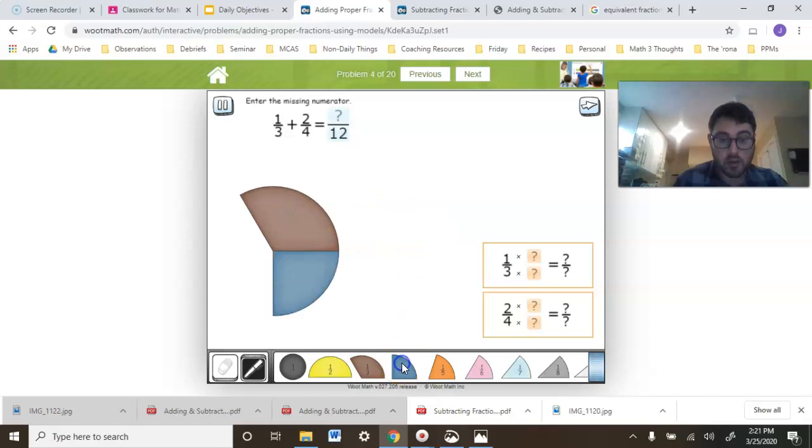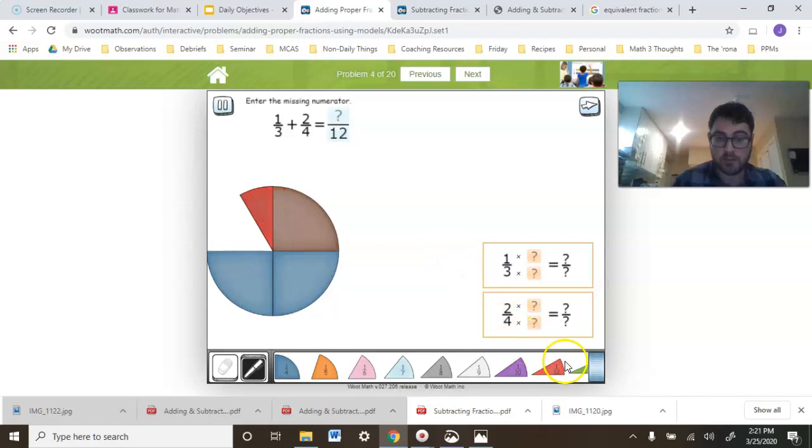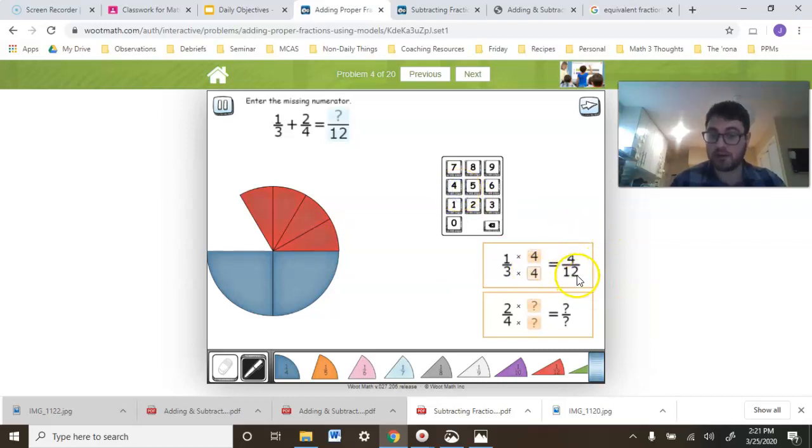1/3, 1, 2, 2/4, and now I need to turn these into 12ths. So for 1/3, I'm going to do how many 12ths? Well, I know 1, oh no, 1, 2, 3, 4. So I'm doing this times 4, times 4. Oh, look at that, 4/12.